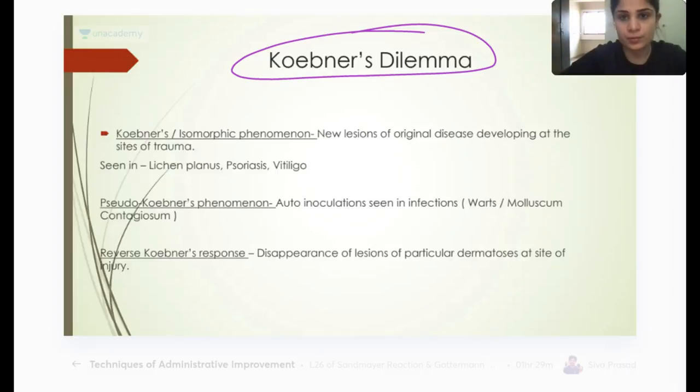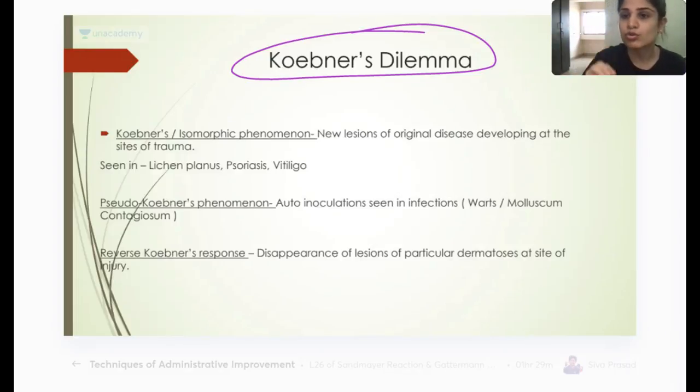No, it is Koebner's phenomenon. See, okay? What is happening? I have a lesion over here, this patch, and here I am scraping like this. So at the new site of trauma, I am getting a new lesion. So that is Koebner's phenomenon. Suppose I have two lesions, one here and one here. I give trauma over here and this lesion goes away. If it goes away, that is called reverse Koebner's phenomenon. Disappearance of the lesion is called reverse Koebner's phenomenon.